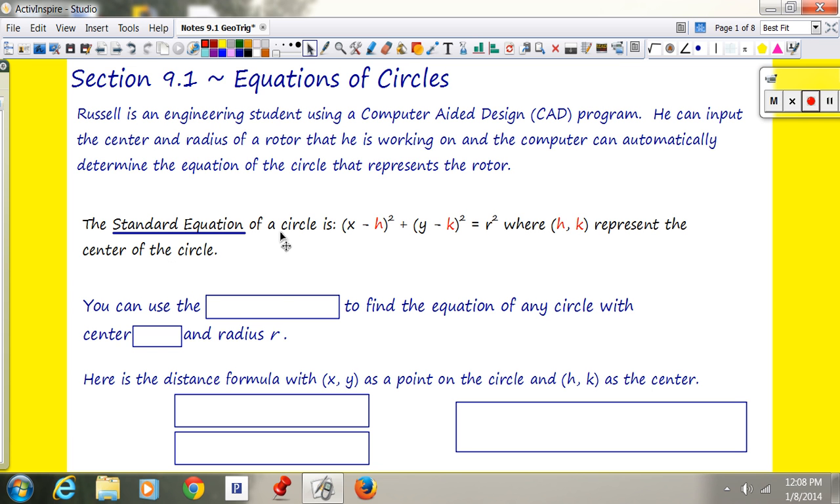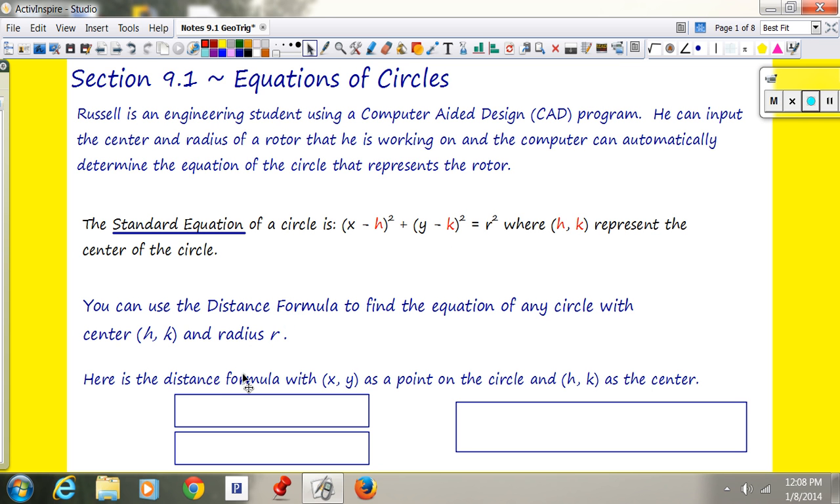Here's a standard equation of a circle, and it almost looks like the distance formula. If you look at it up here, it almost looks like the distance formula. You can use the distance formula to find the equation of any circle that has a center of h, k, which you can see in red here, and has a radius of r. So you can use the distance formula to figure it out.